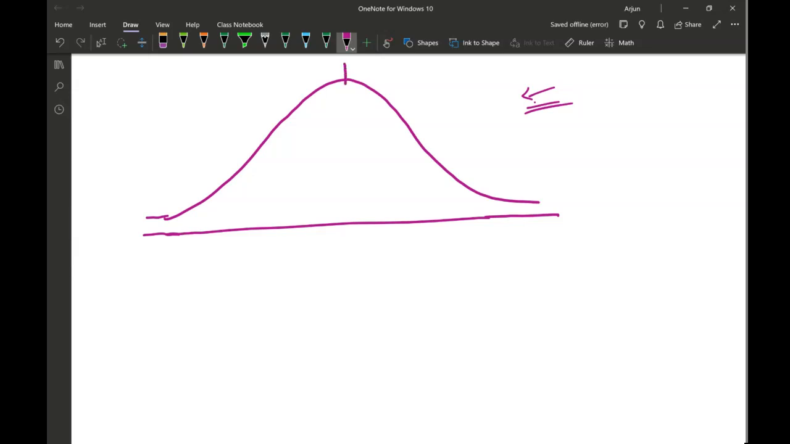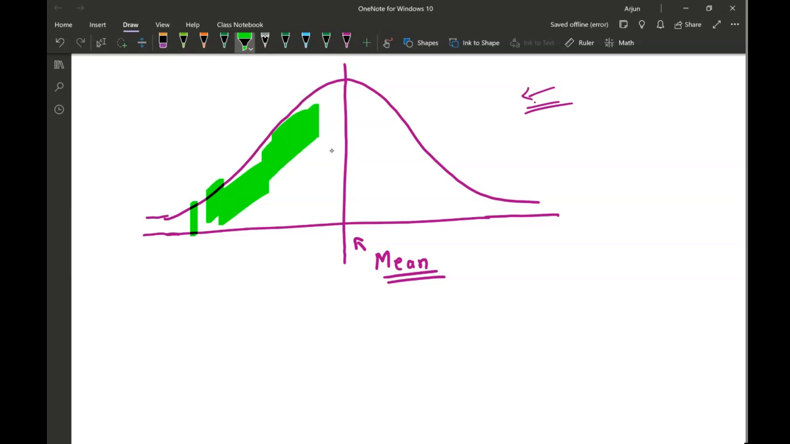And if I try and draw a line through the middle section of this one, this line is also called the mean for a normal distribution. So what this means is that 50% of the area of this graph is on the left hand side and 50% of the area is on the right hand side.